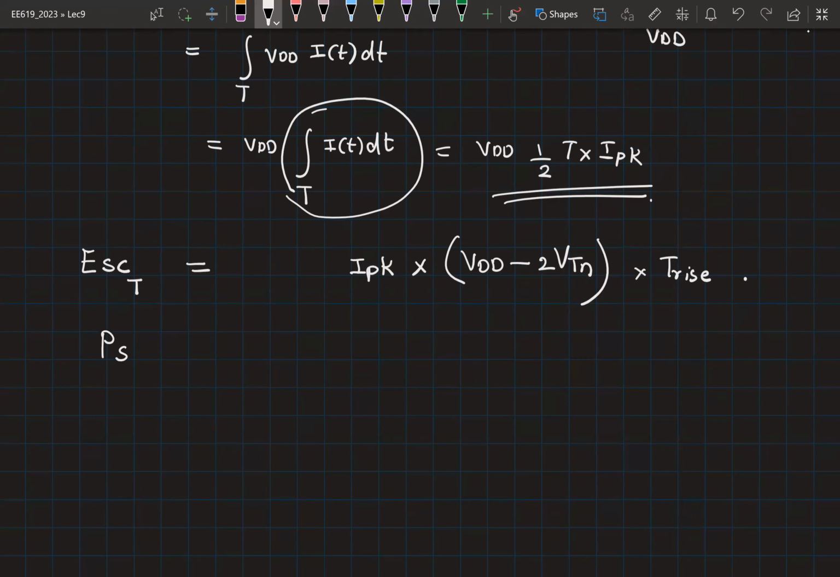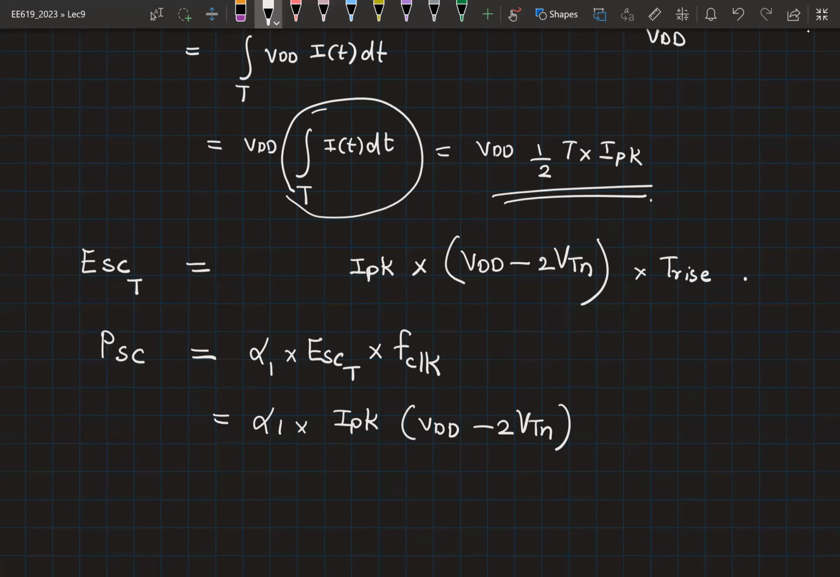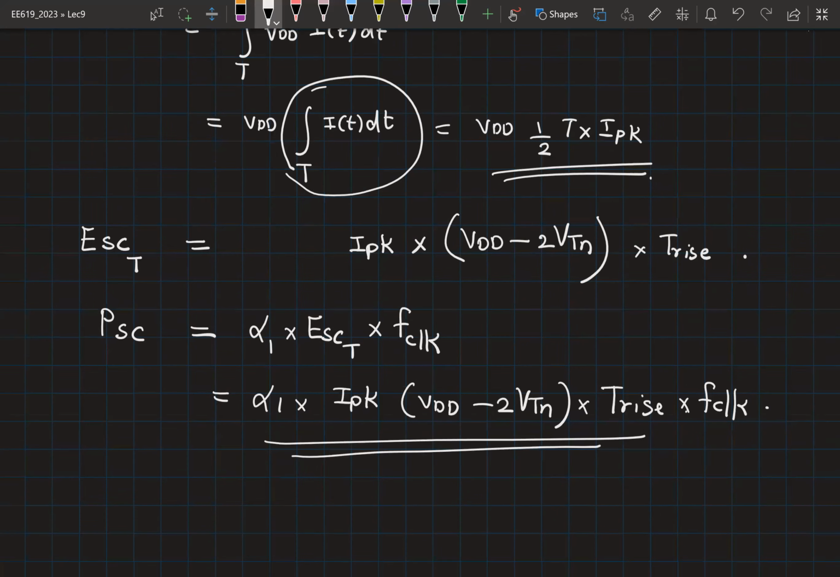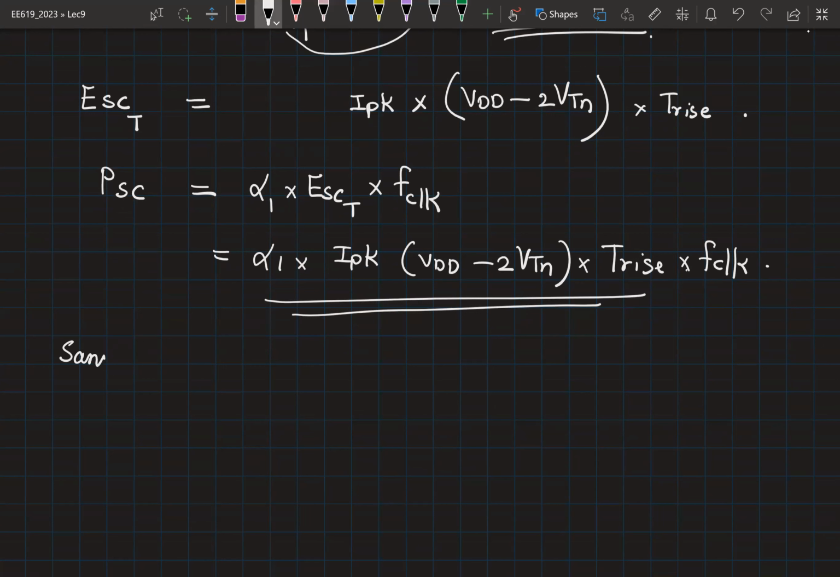So now how will I calculate the power? I have the energy consumed over one period into frequency. So this will be ESC consumed over one period into frequency. Now, if your input is not switching at the rate of the clock, what should you change in the equation? You introduce an activity factor alpha 1. So the expression is alpha 1 into I peak into VDD minus 2 VTN into T rise into frequency, FCLK. So can you quickly tell me whether the dimensions are right? So alpha is dimensionless. This is current. This is voltage. T rise and FCLK will cancel each other dimensionally. So you simply have V into I. So this is dimensionally consistent.